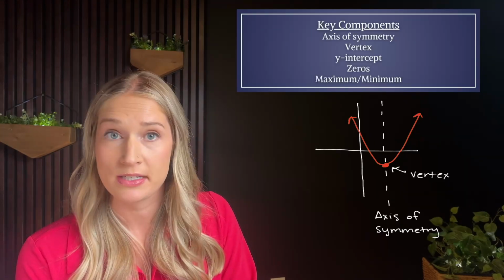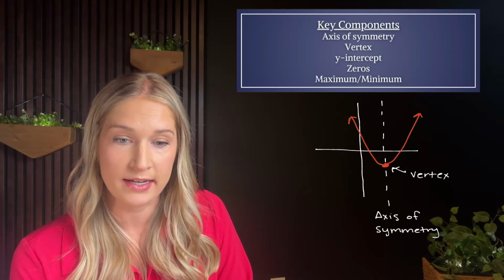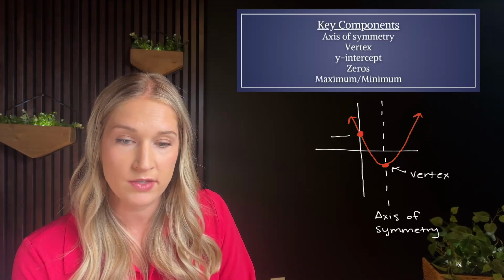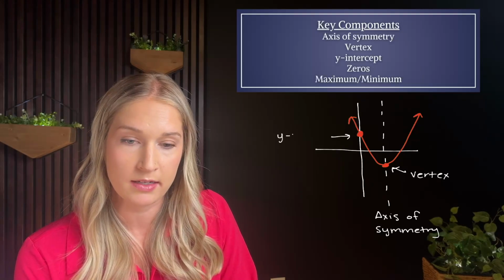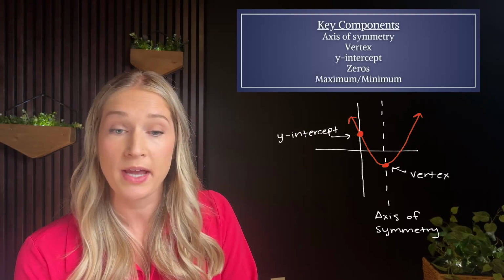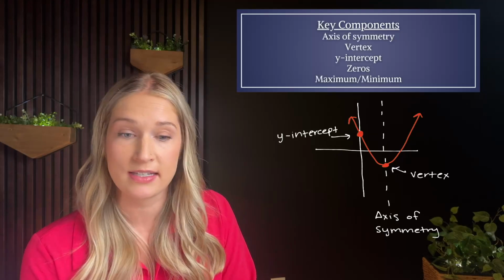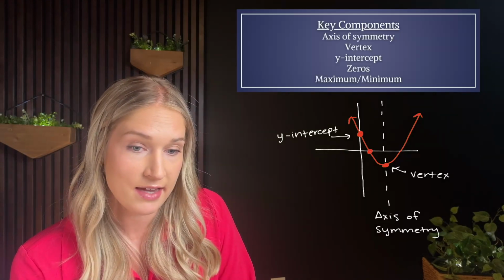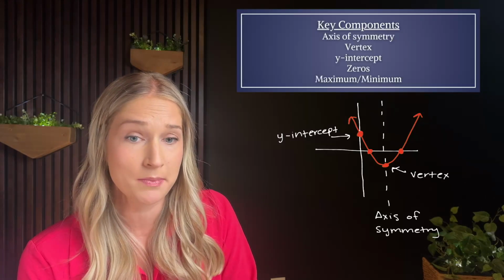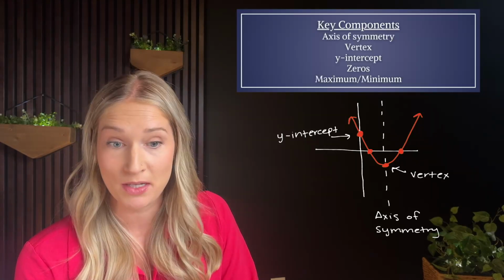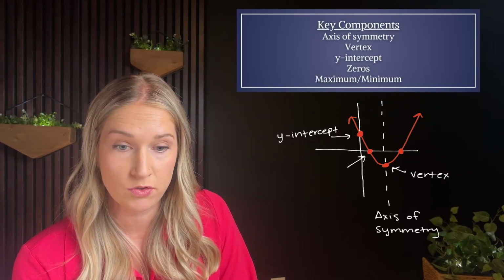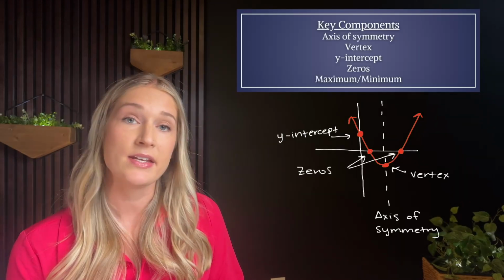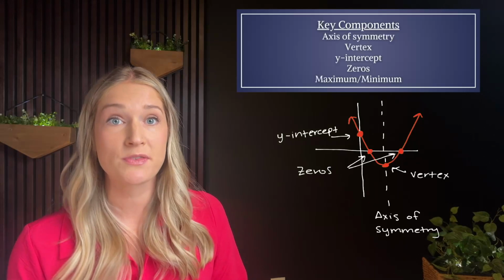Another key characteristic of parabolas is the y-intercept, and that is where your graph crosses the y-axis. So that would be right about here for my graph. We have our zeros, which is another fancy name for the x-intercepts, and that is where your graph crosses the x-axis, and we usually have two of them. Sometimes you only have one, sometimes you have none, but these two points together are called your zeros.